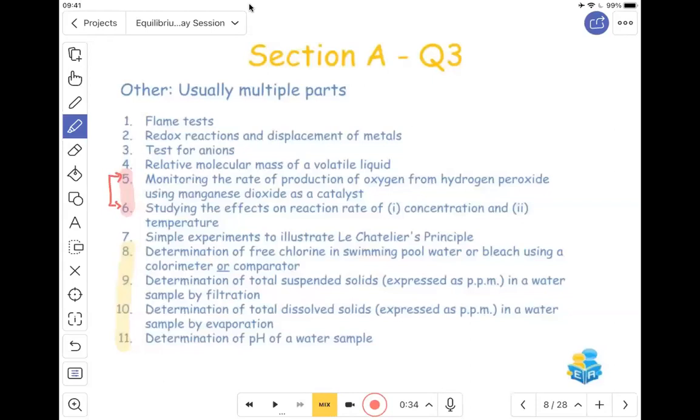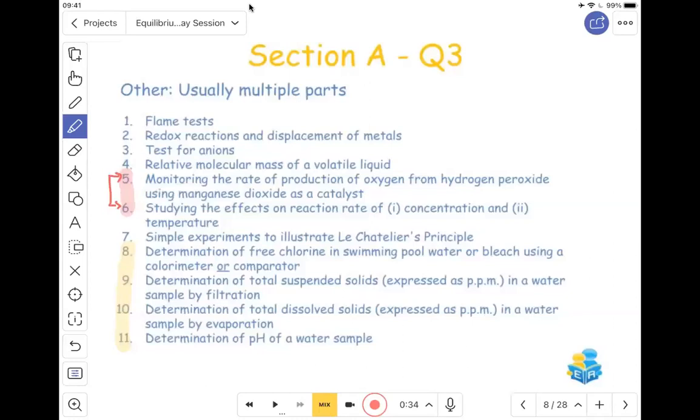Now, although I haven't really looked at predictions for this year, flame tests and the test for anions came up last year in question 3. So that threw a lot of people. It was unexpected, but here at ExamRevision, it is what we predicted to come up. So keep an eye out for that later on in the year. We got all 3 experiments right last year in section A. So they may be ones that you could put on the back burner this year if you wanted to.